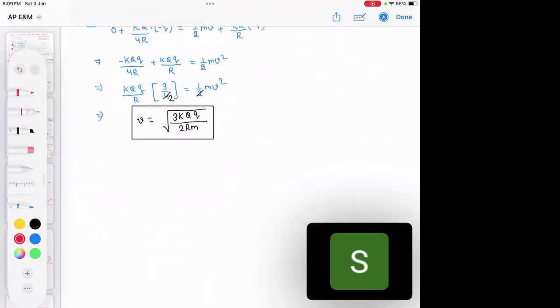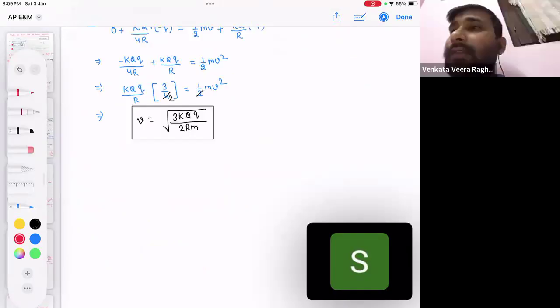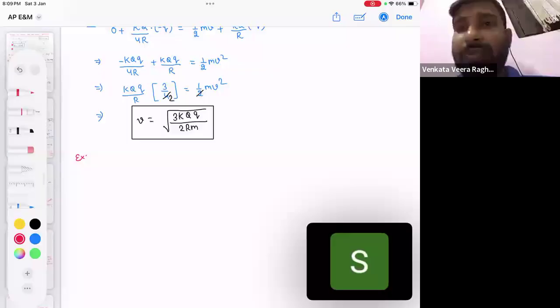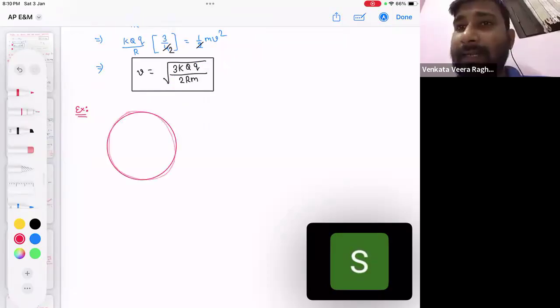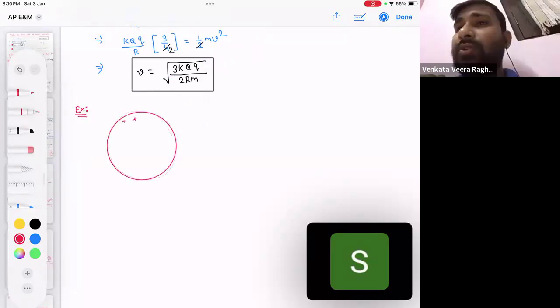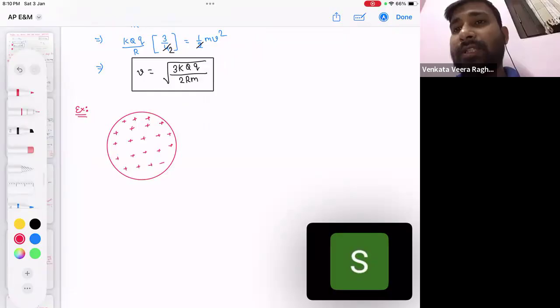Now, the same question I'm going to make a little bit different here. What is the difference I'm going to give you in this question? Instead of giving you a conducting charged sphere, I'm going to give a uniform charged sphere. It's a uniform charged sphere, meaning it is a non-conducting sphere. Okay, a uniformly distributed charge is there throughout the volume of the sphere.